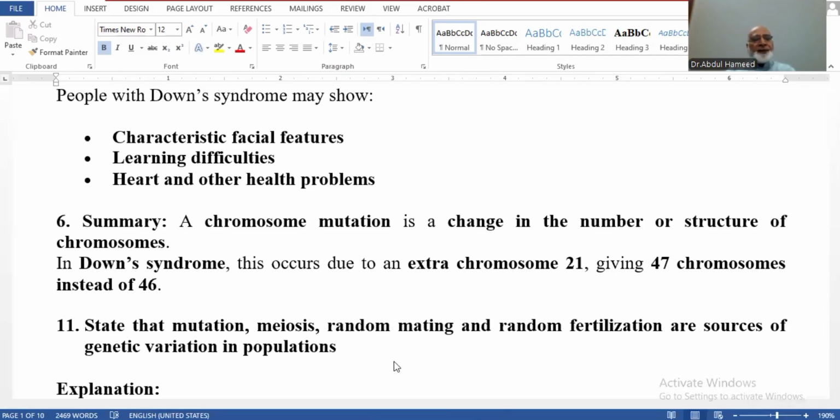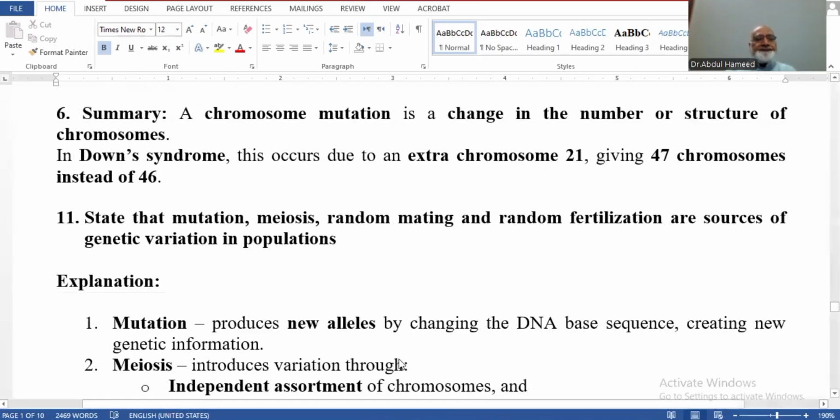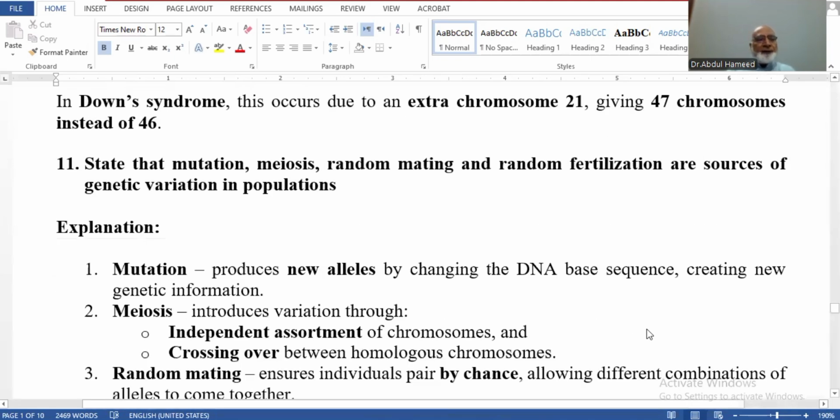of genetic variation in a population. So if we talk about why, the population means the presence of individuals of the same species, they are different from one another. The causes are: mutation, which produces new alleles by changing the DNA base sequence, creating new genetic information. So we always say that mutation is the raw material of genetic variability, or evolution even. Meiosis introduces variation through independent assortment of chromosomes and crossing over between homologous chromosomes.